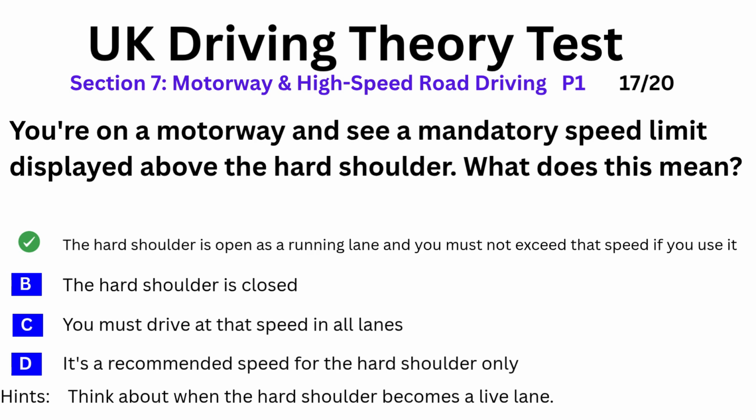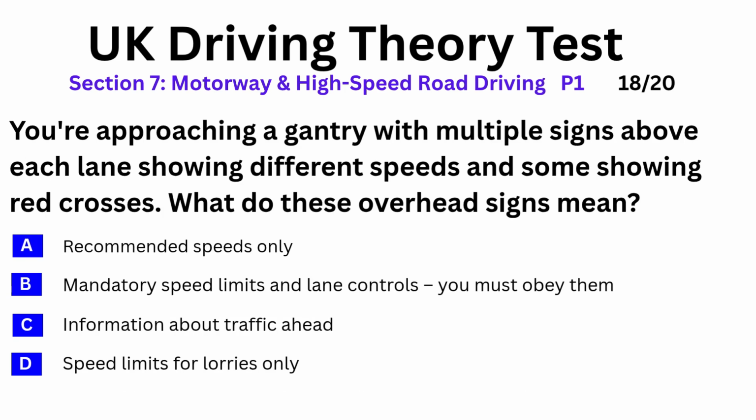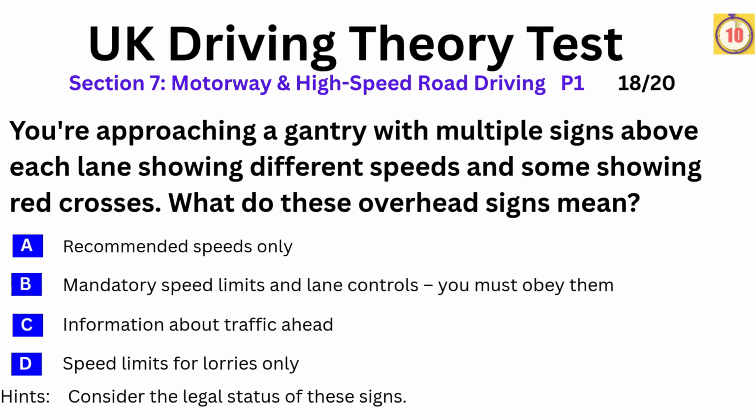You're approaching a gantry with multiple signs above each lane showing different speeds and some showing red crosses. What do these overhead signs mean? Correct answer is B, mandatory speed limits and lane controls, you must obey them.